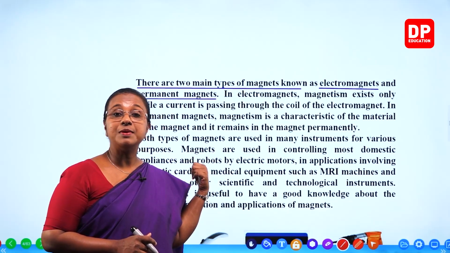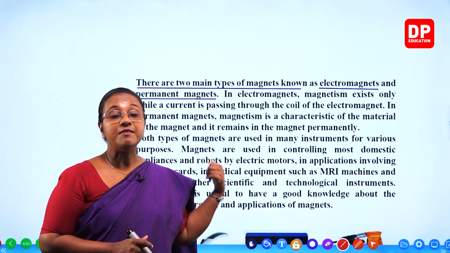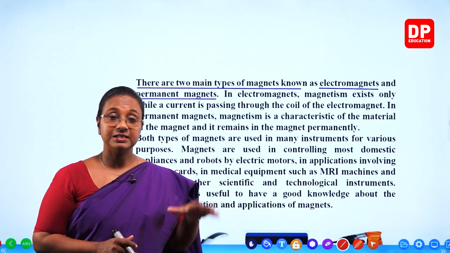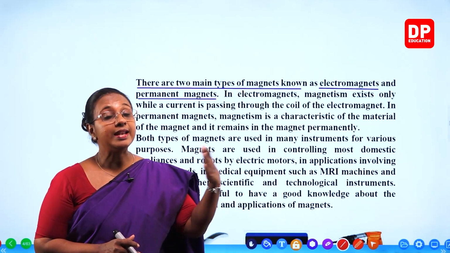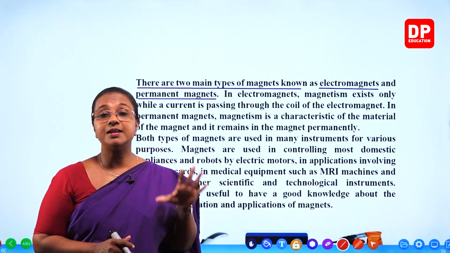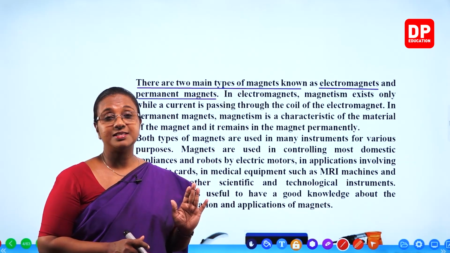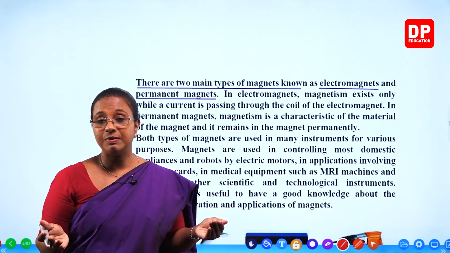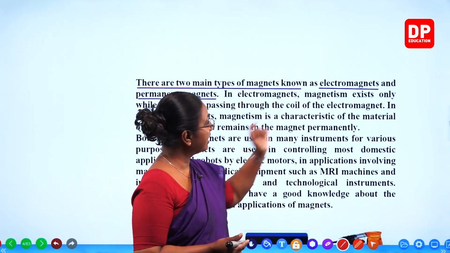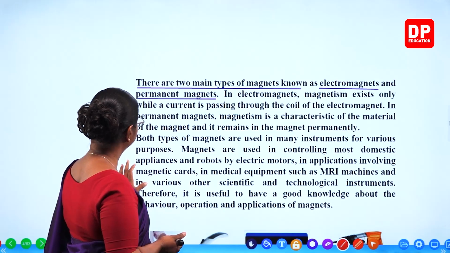Then, like the example we discussed before, where we use an electromagnet. That is like temporary. When electricity is being supplied, there is magnetic property, and when we stop the supply of electricity, the magnetism will not be there. So, those are coming under electromagnets.